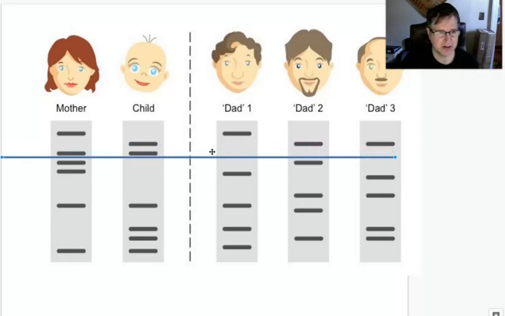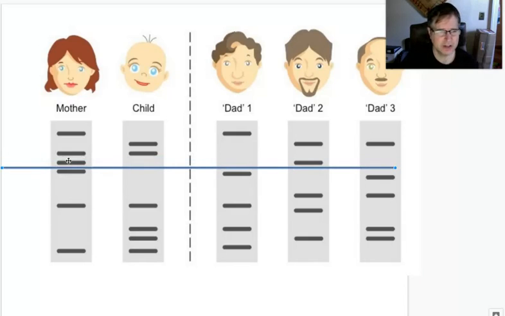Let's move down to the next band. So this band that's just above my line, mom had. So that doesn't help us. And really when you're looking at these, if the child and the mother both have the band, it doesn't matter what the father is, because he doesn't have to have that band for the child to have the band.